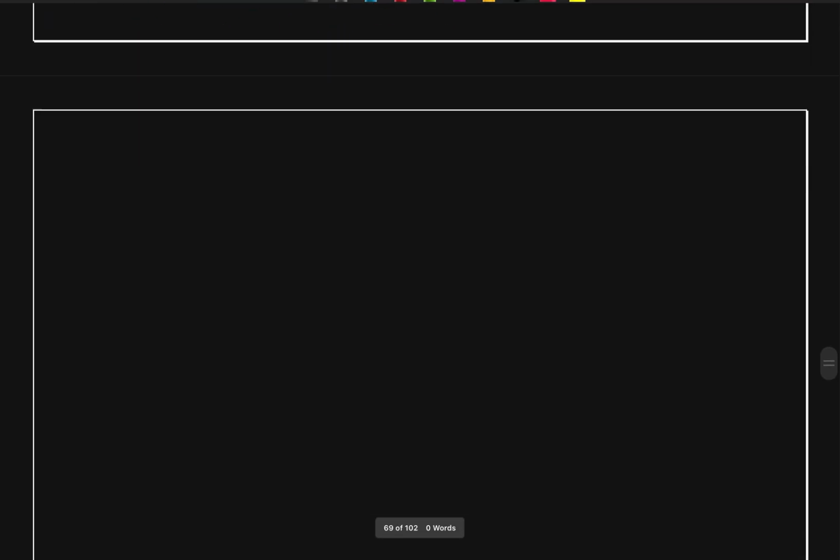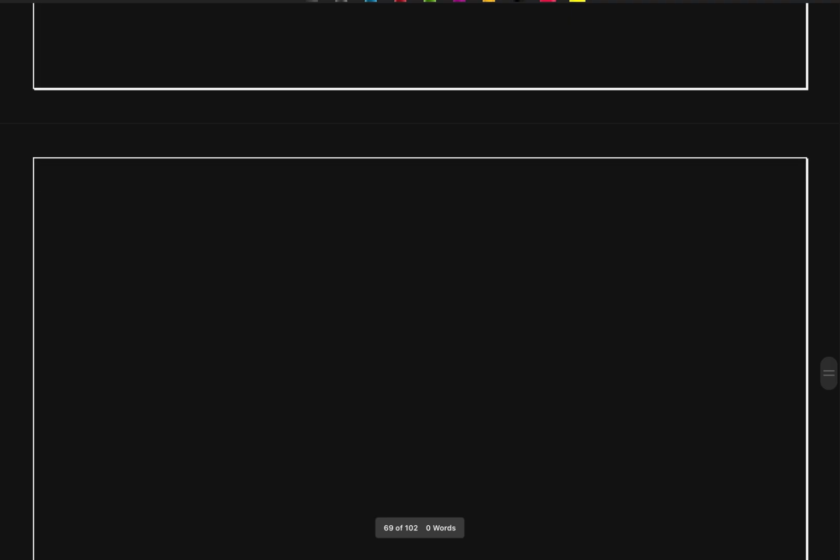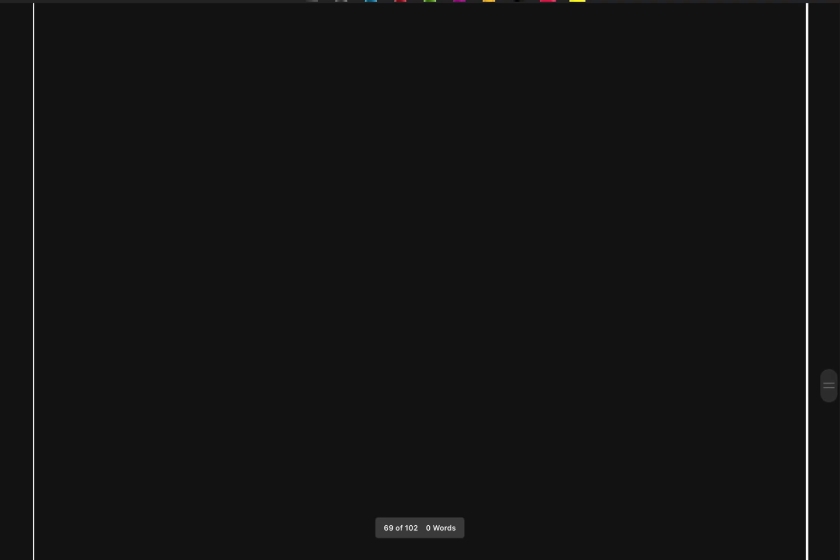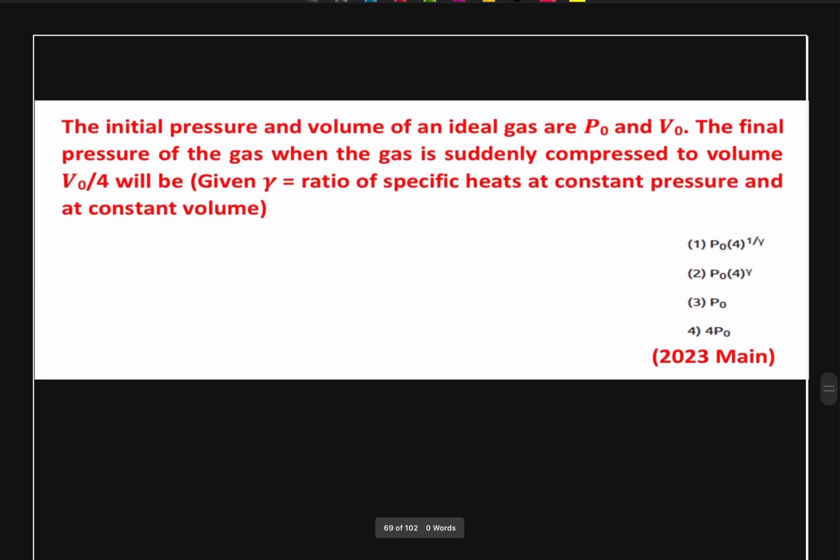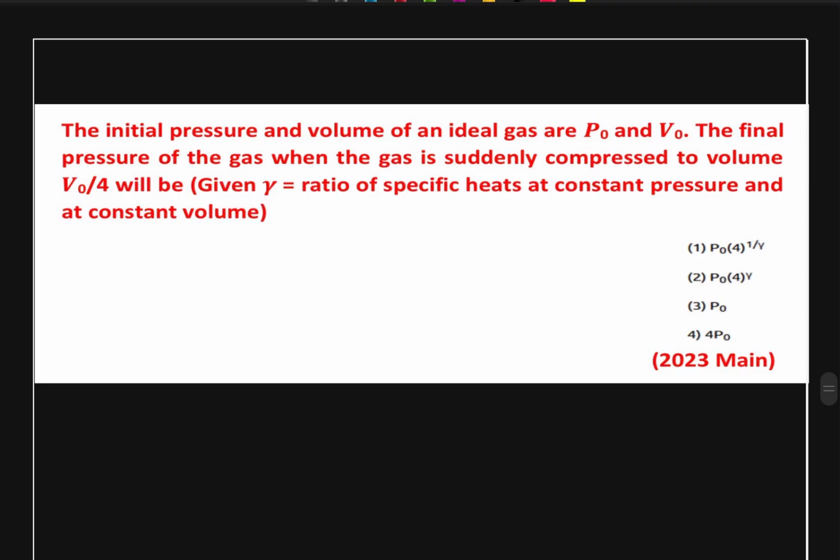Next question. It states that the initial pressure and the volume of an ideal gas are P0 and V0. The final pressure of the gas when the gas is suddenly compressed to volume V0 by 4 is given by.